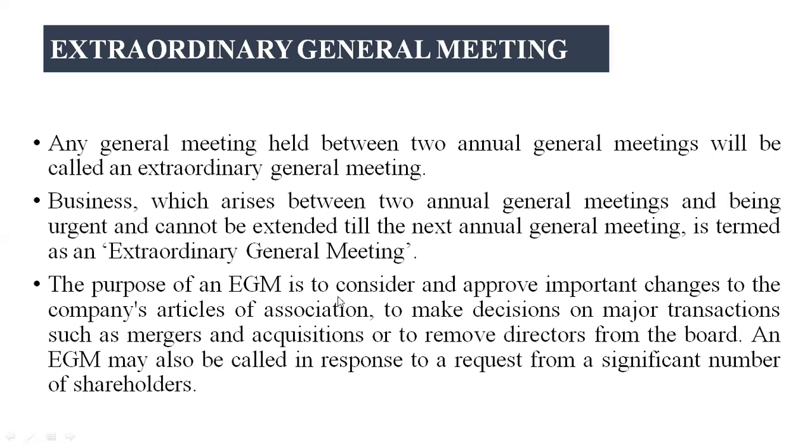So the purpose of an EGM is to consider and approve important changes to the company's articles of association, or to take a decision on major transactions such as a merger or acquisition. The company is going for a merger, or it is going to acquire another company, or it has to remove a director. It is very urgent to remove the director. At that time, it has to go for an EGM, right? It cannot wait till the next AGM. That's why in between it conducts one more urgent meeting, called an extraordinary general meeting, right?